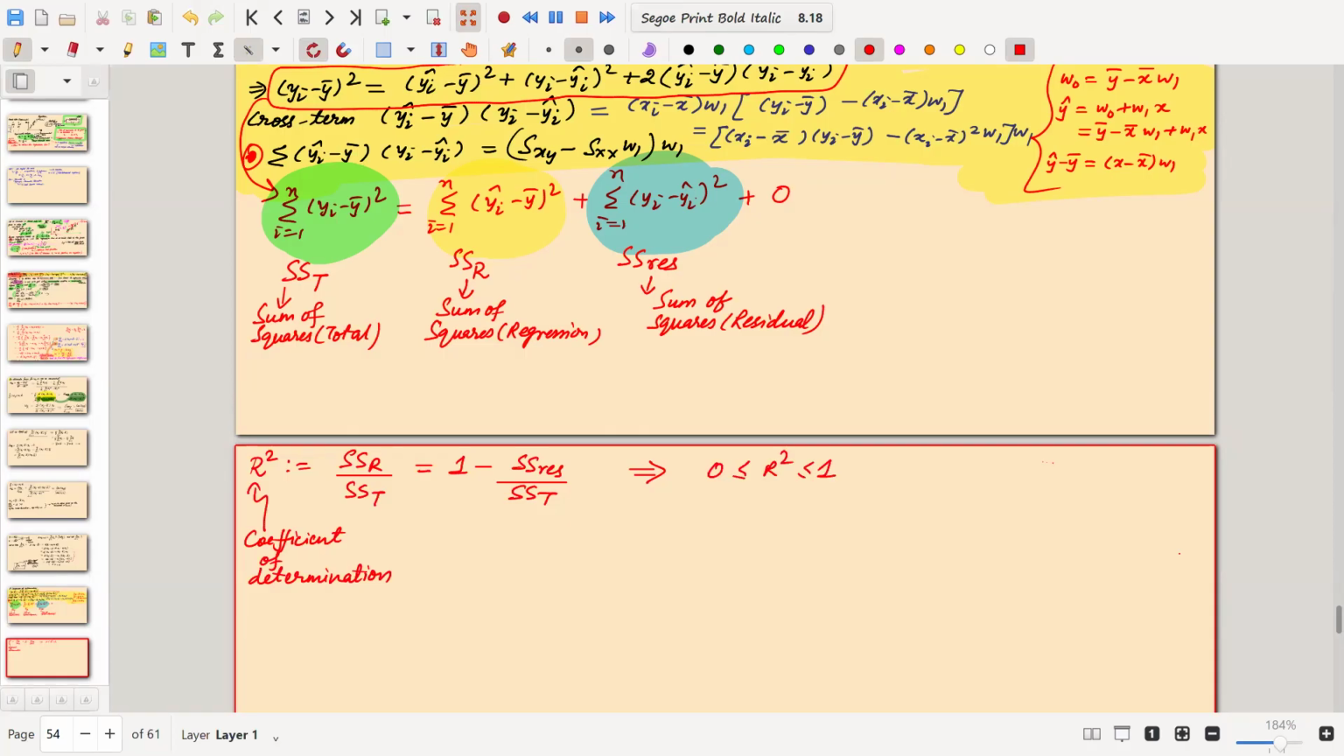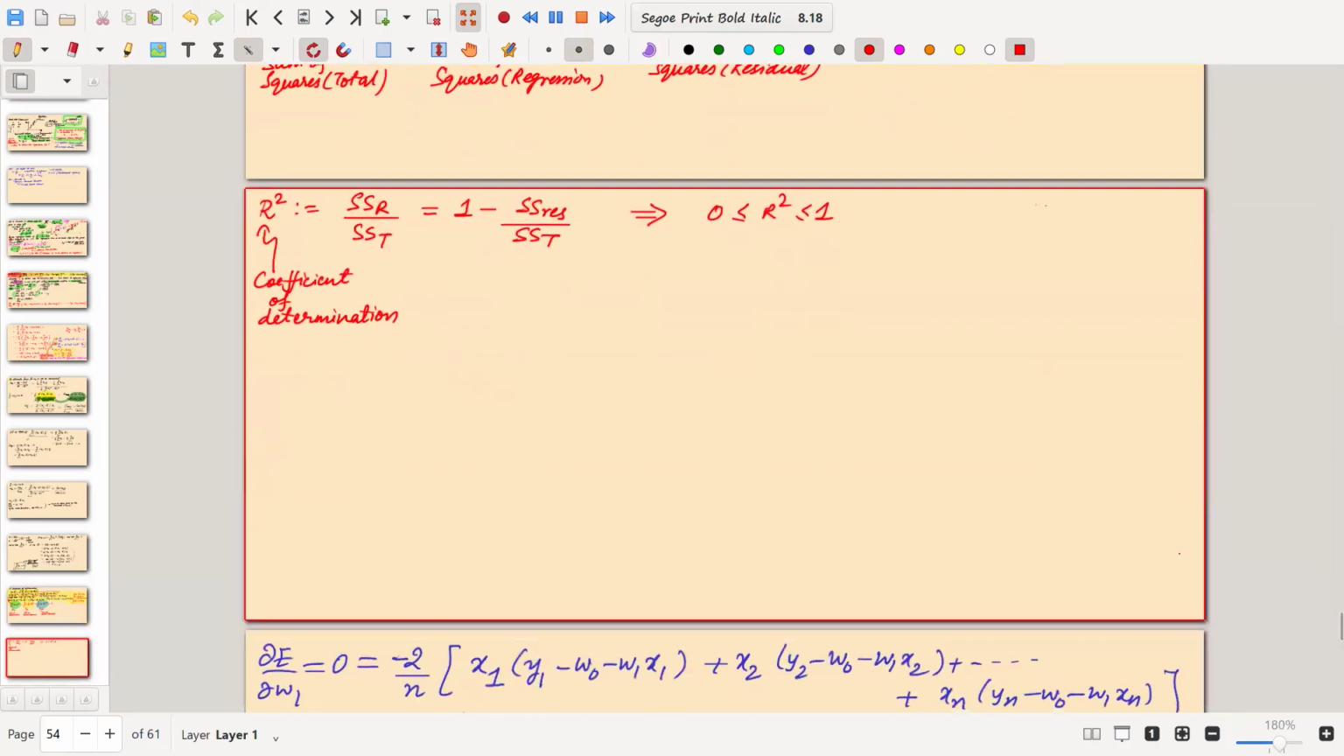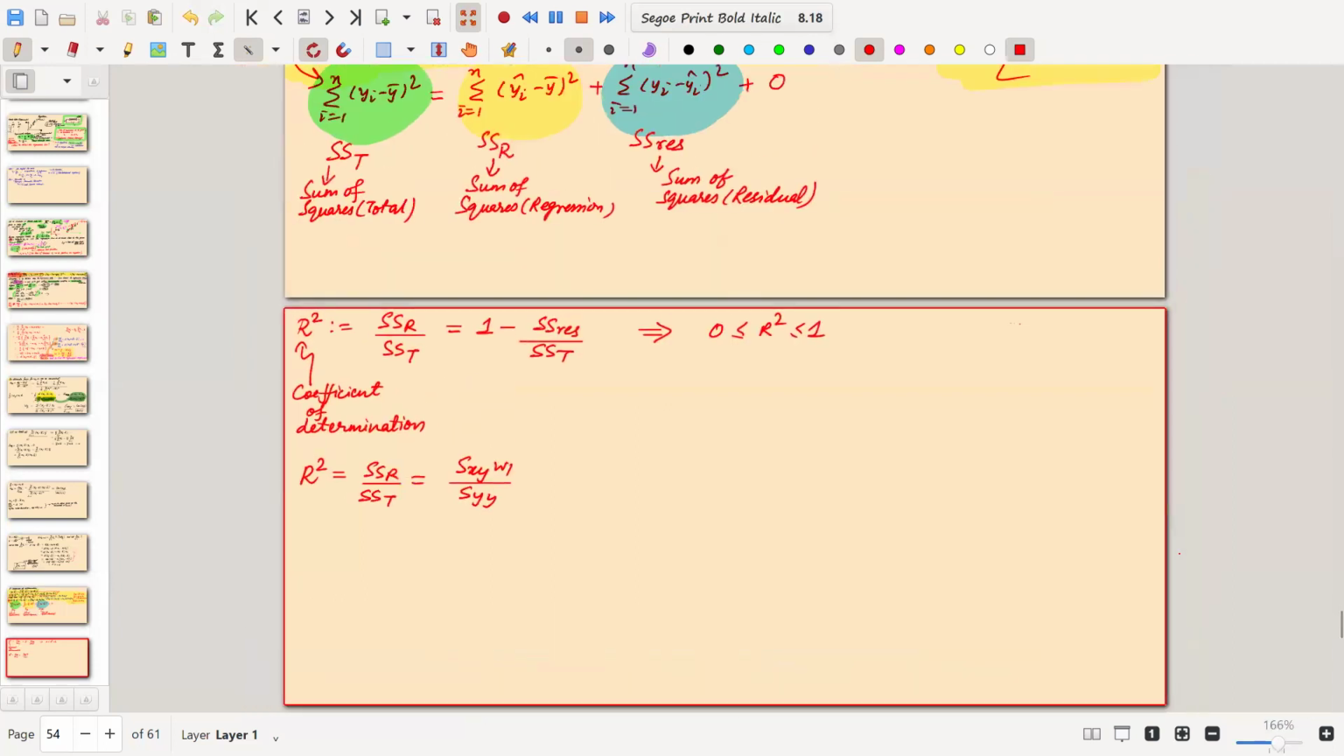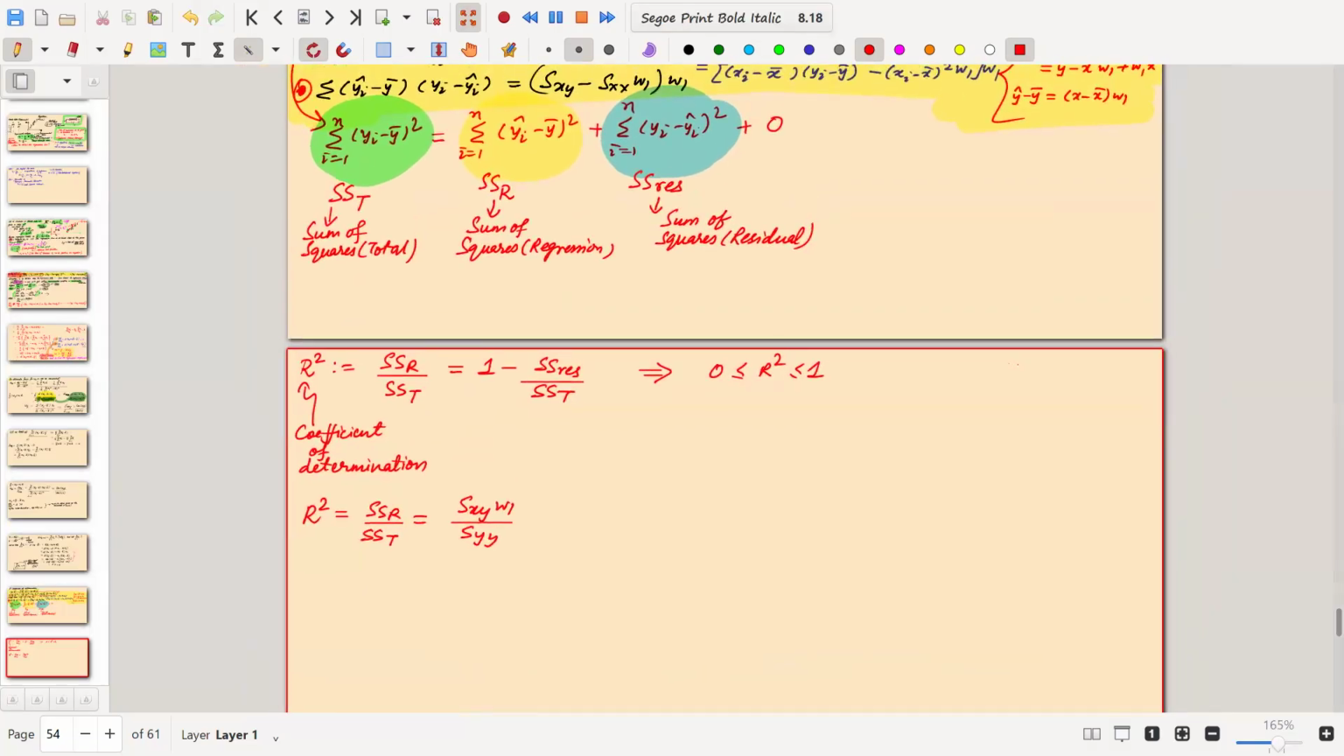Now, can we open the term of R2 equal to SSR by SST? Can we write this expression like this? Yes, we can write like this, because of (yi minus yi cap) whole square. SYY is just like a variance. And SSR is nothing but SXY times W1. I suggest you try to look at that.